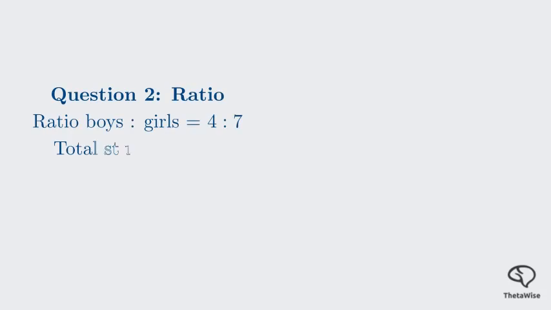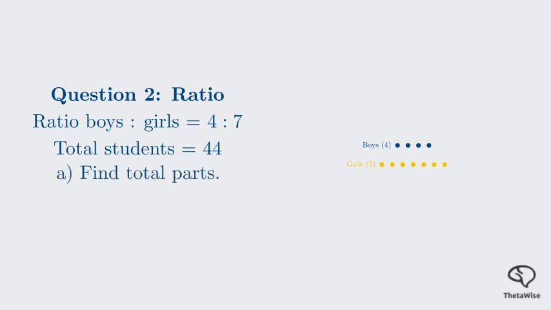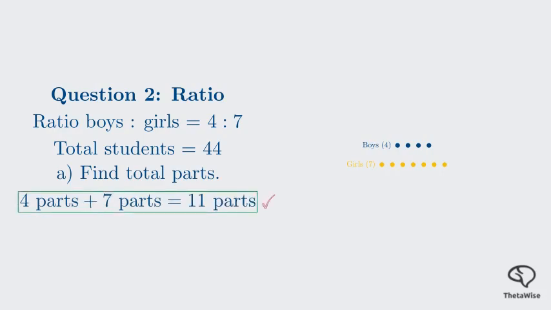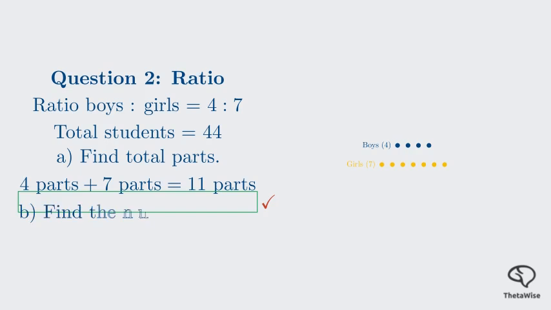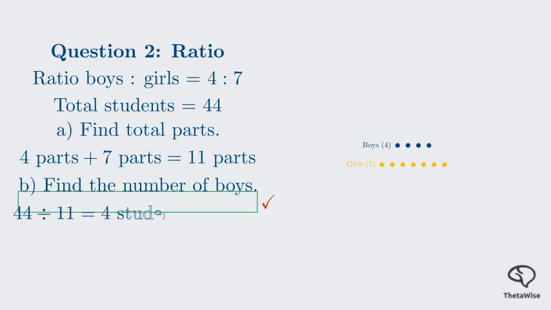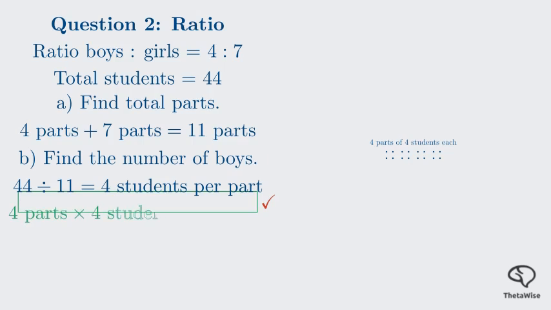Next, we move to ratios. Imagine a class where for every 4 boys there are 7 girls. We know there are 44 students in total. Think of the ratio as parts of a whole. By adding the components of the ratio, we find there are 11 equal parts making up the whole group. To find out how many students are in one part, we divide the total number of students by the total parts. So, each part represents 4 students. Since boys make up 4 parts of the ratio, there are 16 boys in the class.